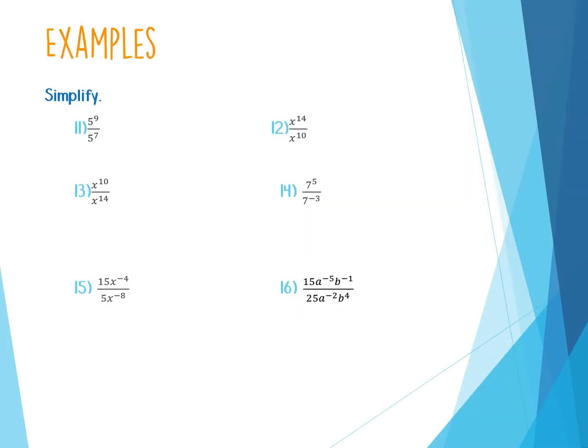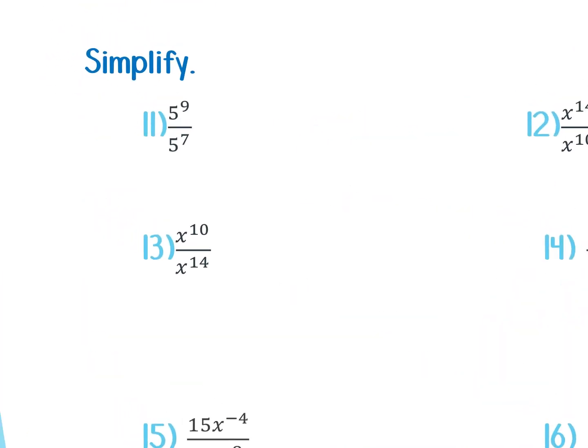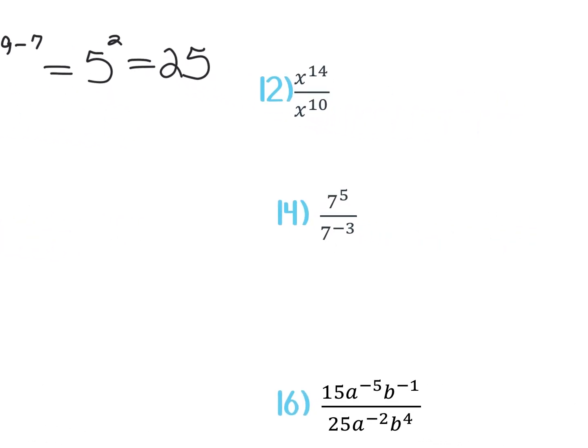All right, so for number 11, it's division. So remember, when you divide exponents, we subtract the powers. So 5 raised to the 9, and then we're going to subtract the 7, becomes 5 squared, and it's 25. For number 12, same base, subtract the powers. X to the 14 minus 10 gives me x to the 4th power.